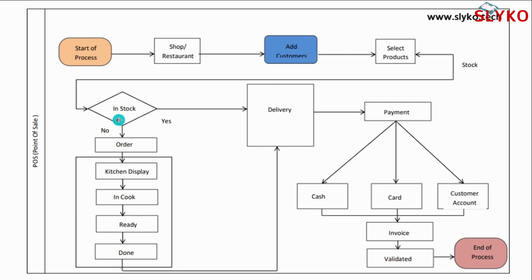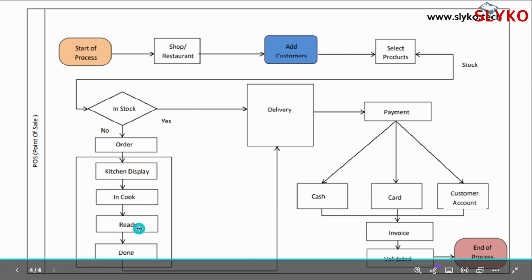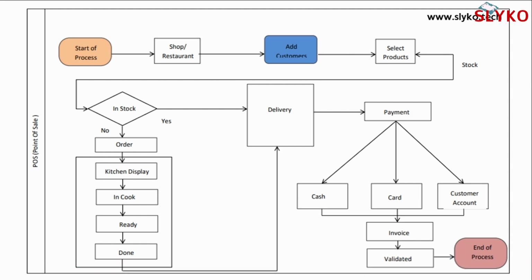In a restaurant setting, once the order is confirmed at the POS, it is sent to the kitchen display system, where it progresses through various stages such as cook, ready, and done. The kitchen staff prepares the order accordingly while the waiter monitors the real-time status.